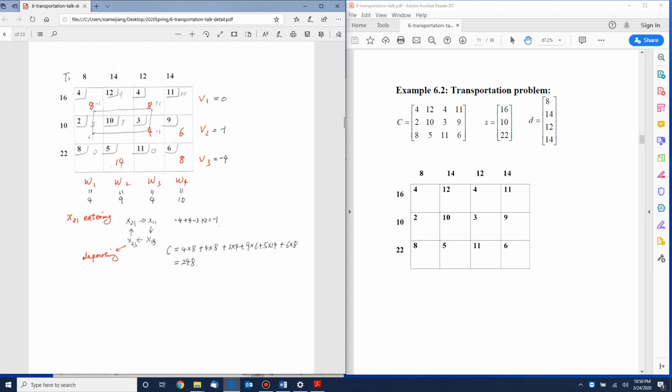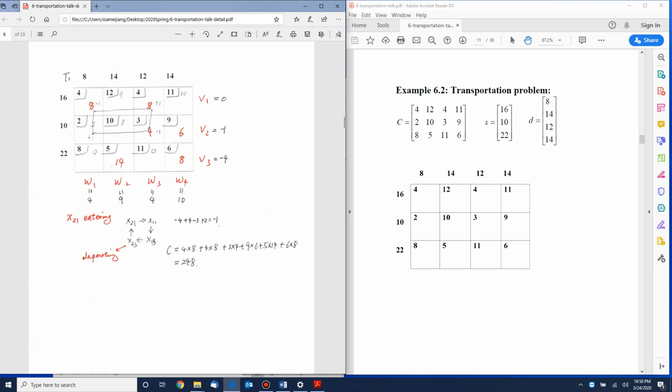W3 equals 4, then v2 equals minus 1, right? Minus 1 plus 4 equals 3. Once we get v2 equals minus 1, we can find that w4 is 10, because v2 plus w4 equals 9. So w4 equals 10. When w4 equals 10, we can get v3 equals minus 4. And when v3 equals minus 4, we can get w2 equals 9.